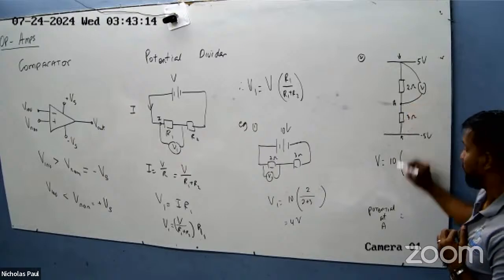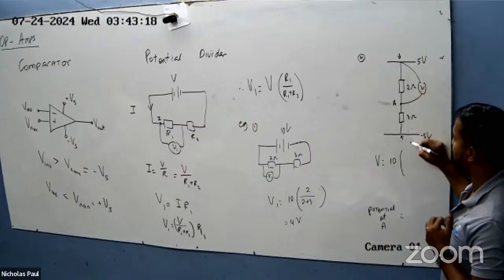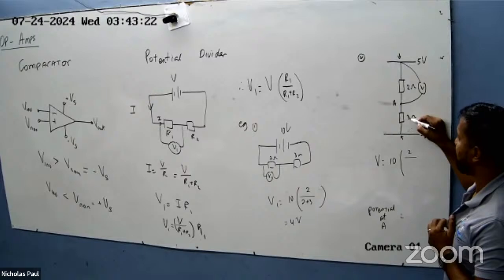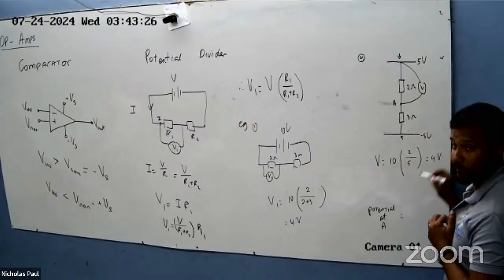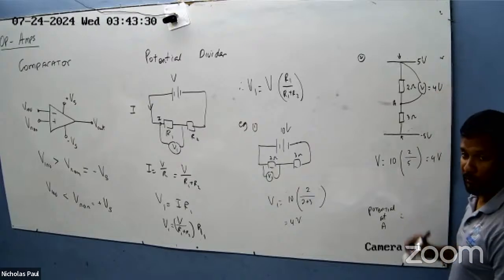Okay? So part 1, I want the voltage. The total supply is 10. R1 is 2, and R1 plus R2 is 5. So 2 over 5 times 10 is 4 volts. So the voltmeter will read 4 volts.